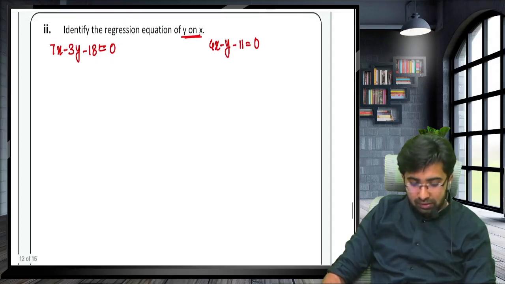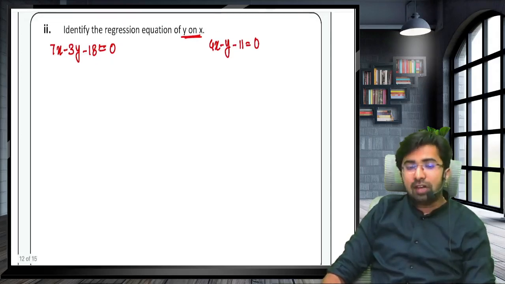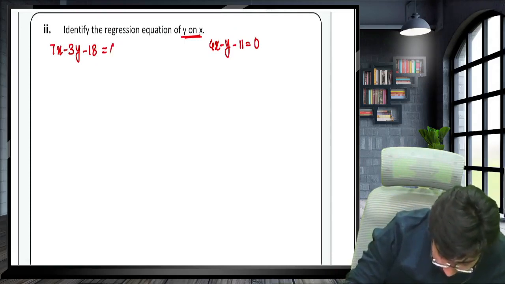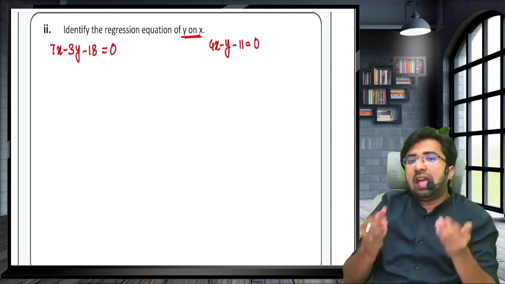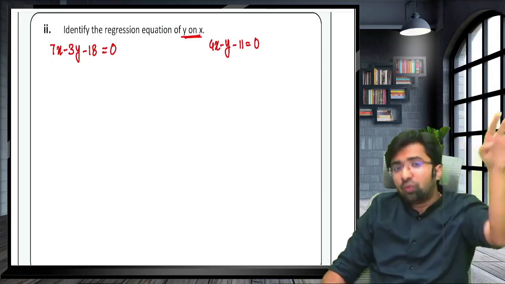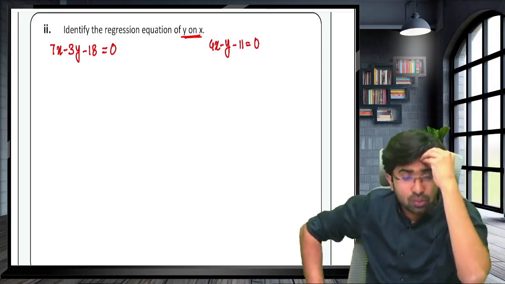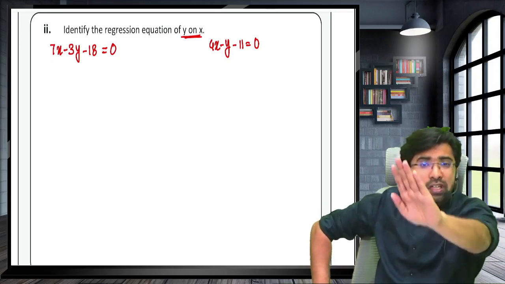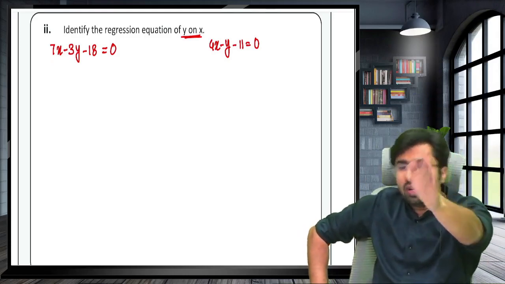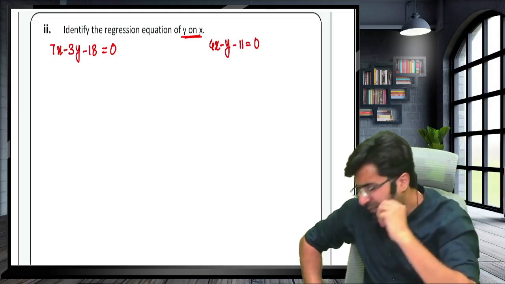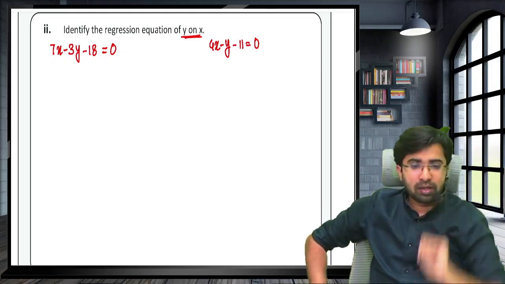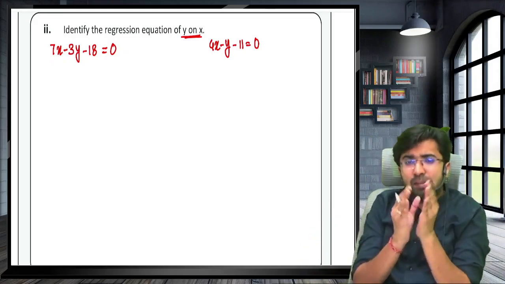I'm just asking, guys, can you identify which line is x on y and which line is y on x by just looking at the lines? The answer is no. By just looking at the equation, we cannot identify which one is x on y and which equation is y on x. It is not possible to identify. Okay, so sir, what is the method?